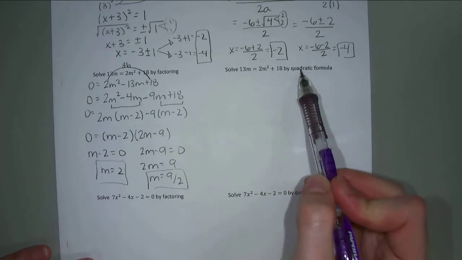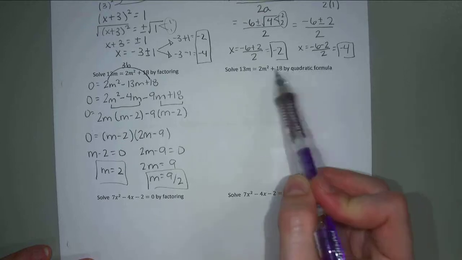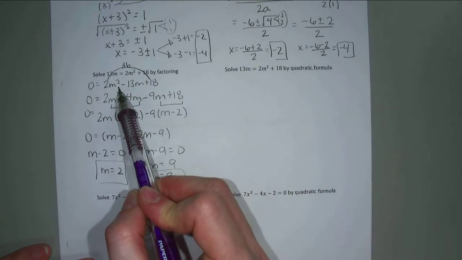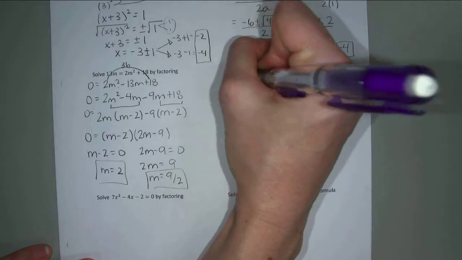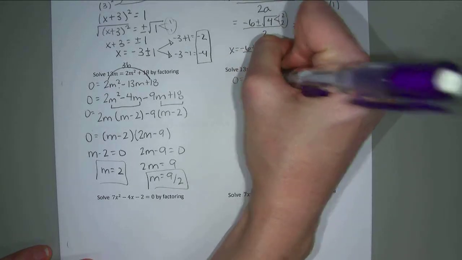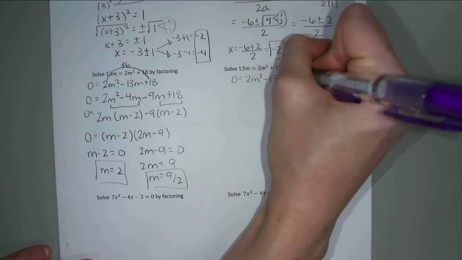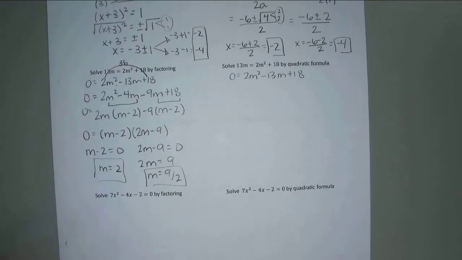In order to do the quadratic formula, we have to make sure it looks exactly like it did when we did the factoring. We got to move everything to one side equal to 0. So we have 2m squared minus 13m plus 18. That way we can label what is our a, what is our b, what is our c. So what's our a going to be?